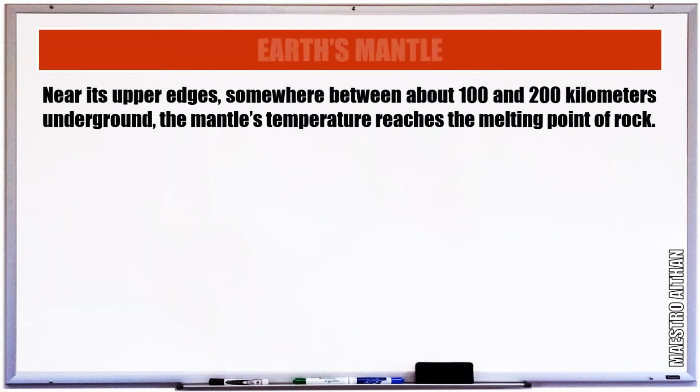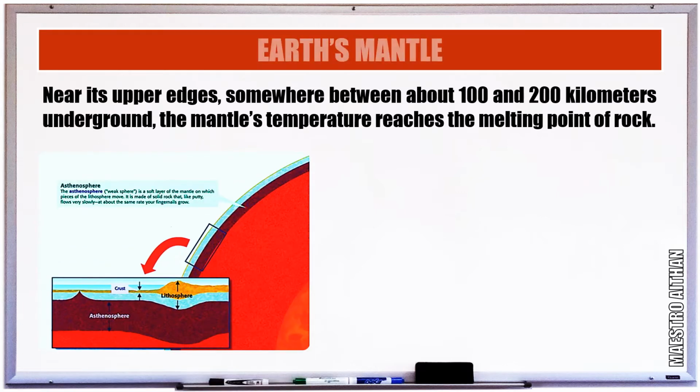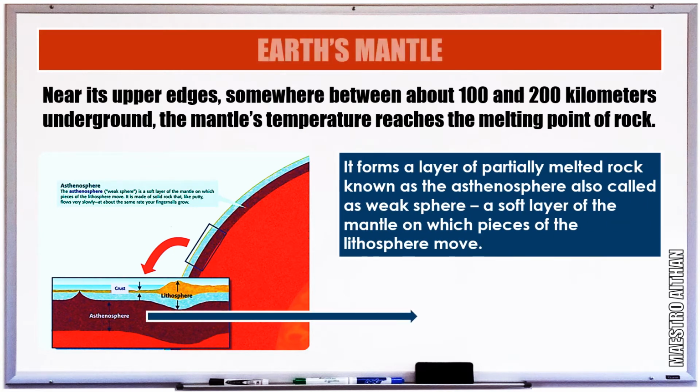Near its upper edges, somewhere between about 100 and 200 kilometers underground, the mantle's temperature reaches the melting point of rock. It forms a layer of partially melted rock known as the asthenosphere, also known as the weak sphere, the soft layer of the mantle on which pieces of the lithosphere move.